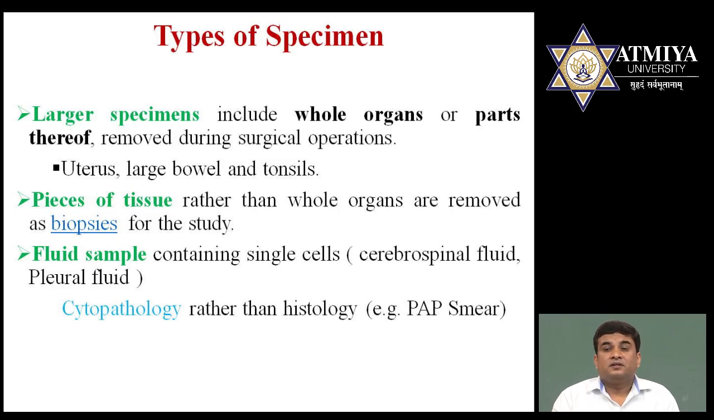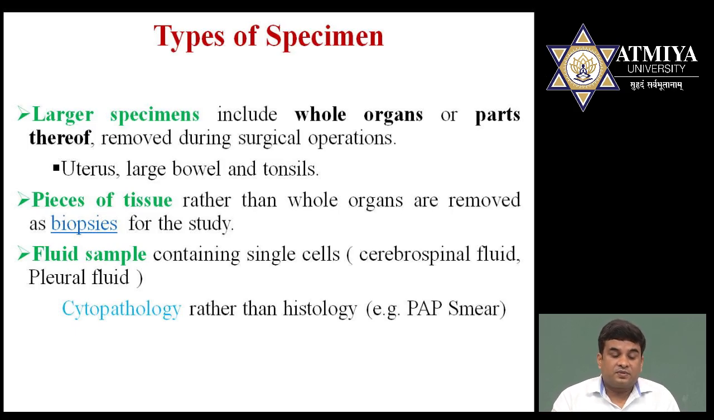Larger sample means you can use the whole organ or a part of an organ for the study. In this case, mostly you can use a large bowel sample, tonsil, or some uterus sample. You need to remove it by a surgical procedure and send it for the study. But this is not mostly used. The most commonly used sample is pieces of tissue. This tissue is called the biopsy. I will discuss this more in the incoming slides.